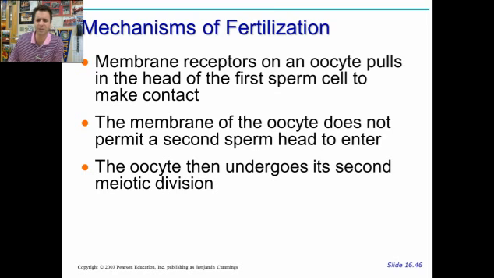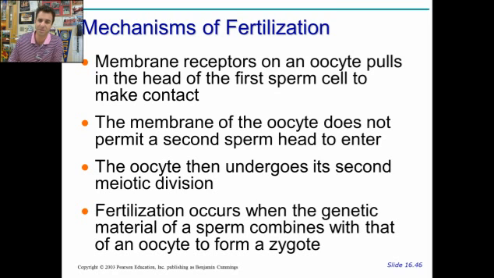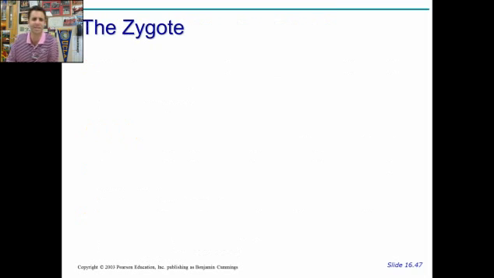After the sperm goes in, once again, as we already mentioned before, the oocyte will undergo the second meiotic division to become the ovum, where it was previously the secondary oocyte. And then the nuclei of the sperm and the oocyte combine to form what we call a zygote. Zygote is that one single cell that will become the adult.